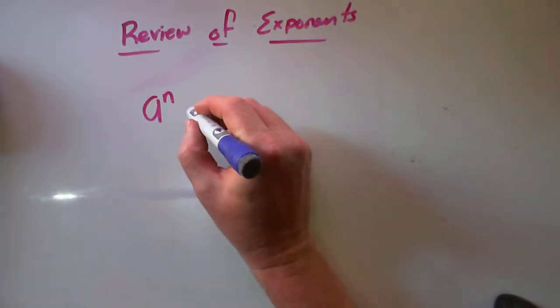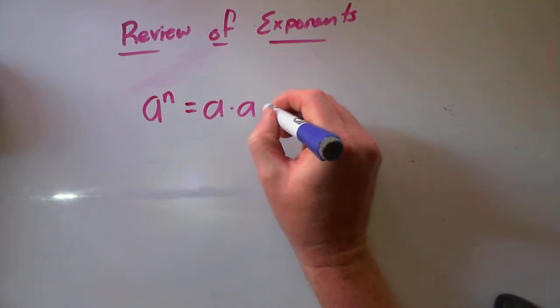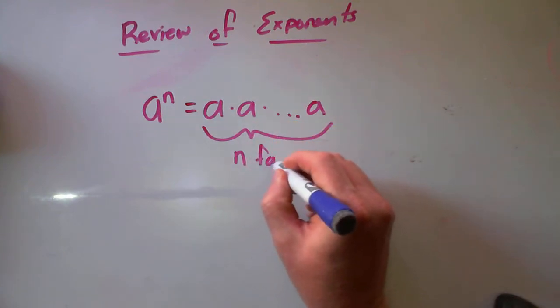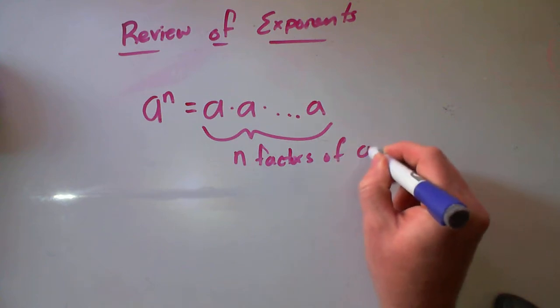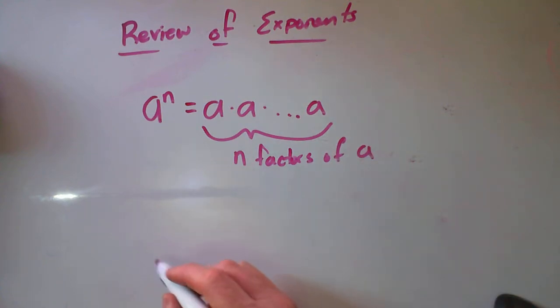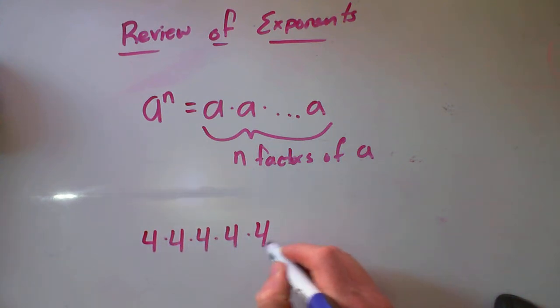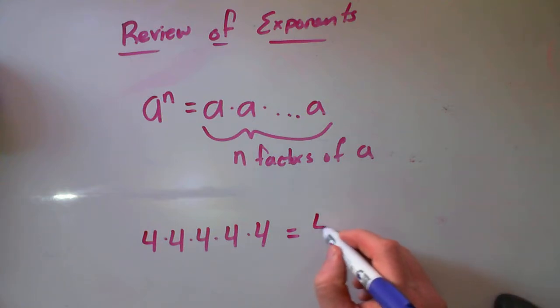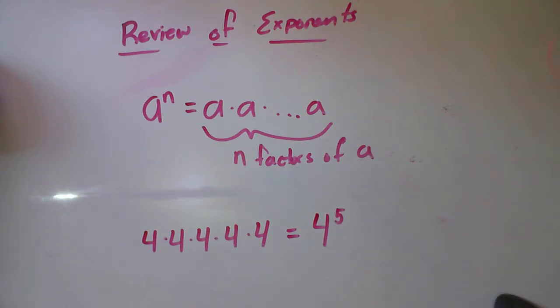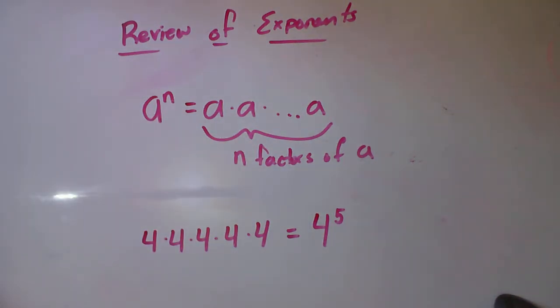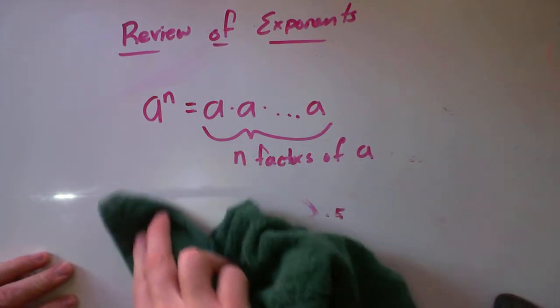Basically an exponent, so if you have a to the n, this means that you're going to take a times a times a over and over again so that you have n factors of a. In terms of actual numbers, that would be like 4 times 4 times 4 times 4 times 4. An easier way to write that is 4 to the 5th power. So that is basically what an exponent is when n is a positive whole number.